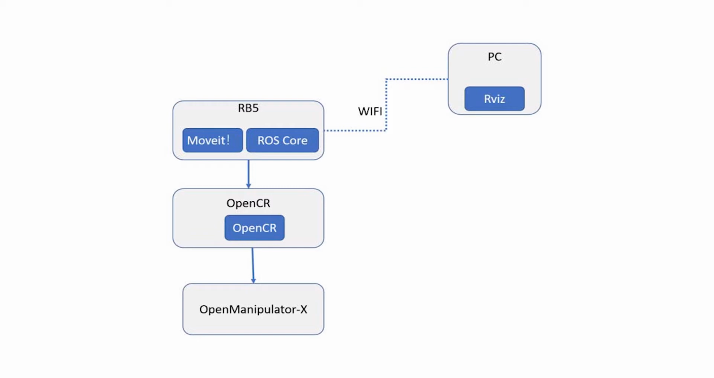The OpenManipulator is a robot arm module for the TurtleBot3. It is a full robotics platform consisting of open software, open hardware, and an open OpenCR embedded board. Moveit is a ROS package used for robot arm motion planning. It is running on the Qualcomm Robotics RB5 along with ROS core packages to control the OpenManipulator through the OpenCR board. RViz is a visualization program running on the host.